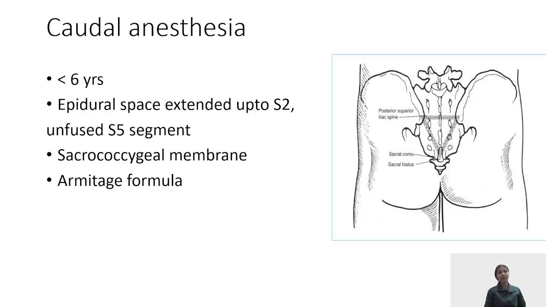Caudal anesthesia. It is a type of pediatric epidural anesthesia. I repeat, it is a type of pediatric epidural anesthesia generally preferred in less than 6 years of age, because this is given at the S5 level.